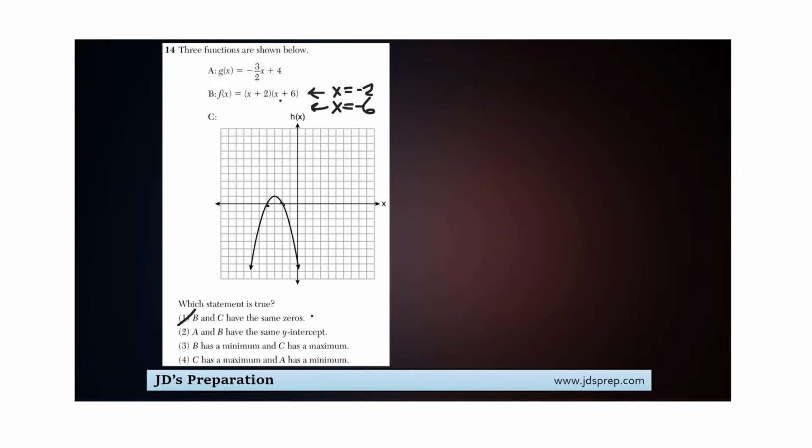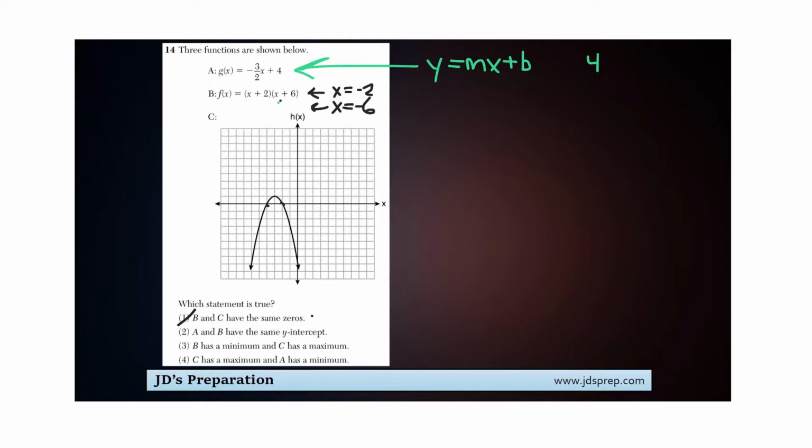Now, this first function a here, because it's written in slope-intercept form, we can find the y-intercept pretty easily. Remember, slope-intercept form is y equals mx plus b, where b represents the y-intercept. So we can see that the y-intercept here is 4. Now let's compare that to the y-intercept of the b function.